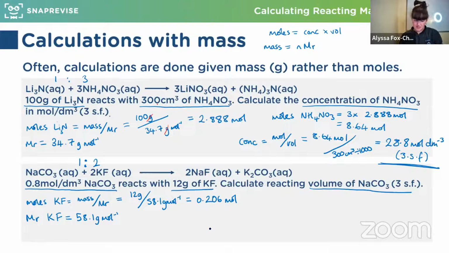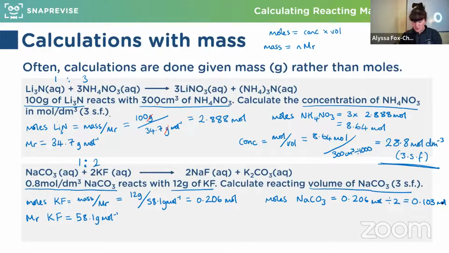Now in this case, I've got 2 moles of KF to every 1 mole of sodium carbonate. So I need half as many moles of sodium carbonate. So I actually need to halve my moles of potassium fluoride to get my moles of sodium carbonate. Moles of Na2CO3 are my moles of potassium fluoride divided by 2. So 0.206 moles divided by 2, which is 0.103 moles. That's the moles of sodium carbonate.